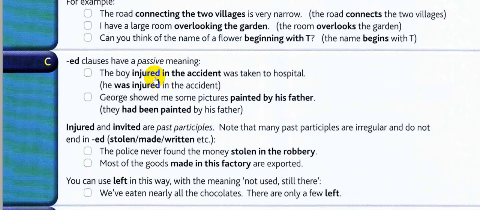يا طالبتي عزيزتي انتبهي للنقطة مهمة هذه. The boy injured in the accident was taken to hospital. زي ما قلت لك who was injured in the accident. حذفنا ال who وحذفنا ال was فأصبحت injured. تمام. طيب George showed me some pictures painted by his father.